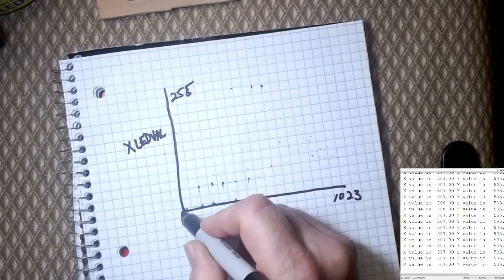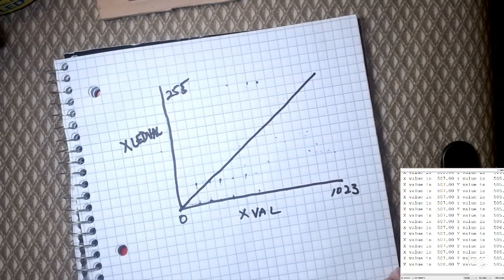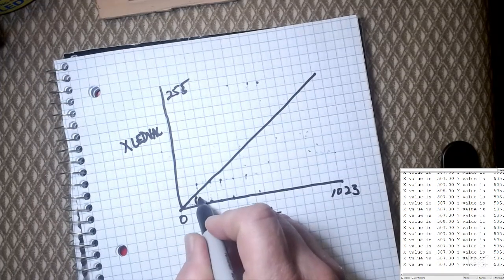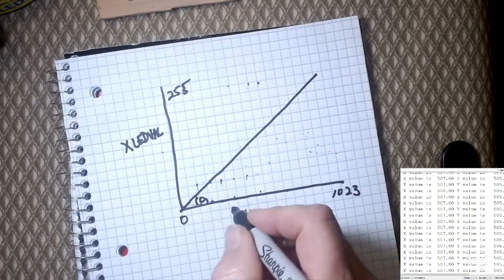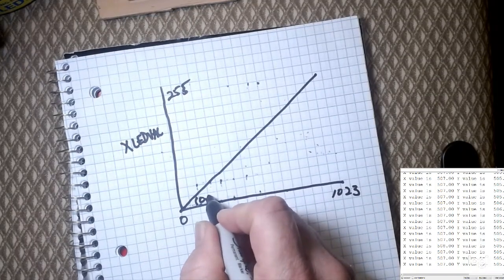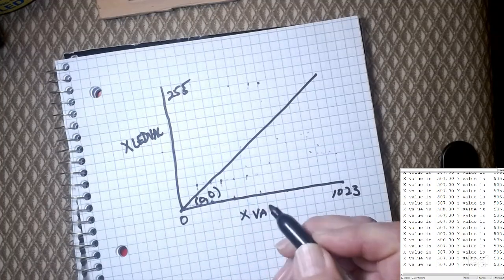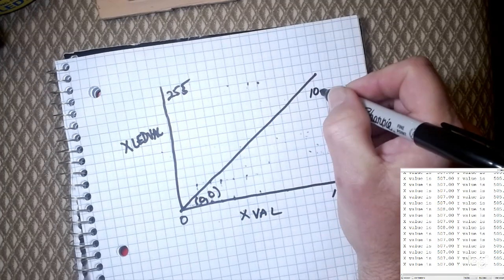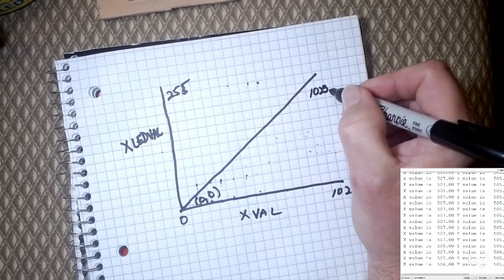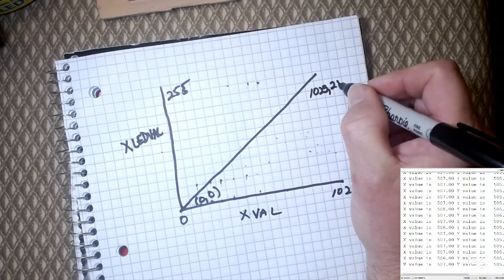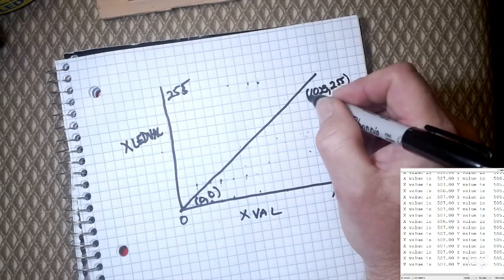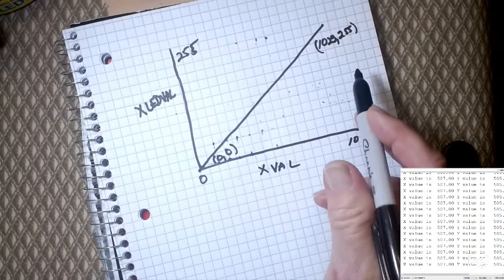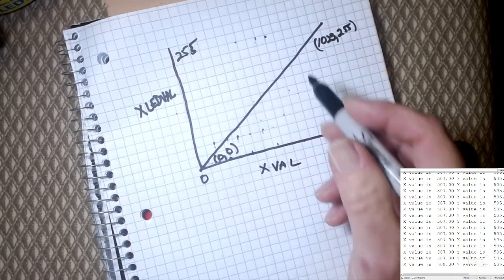So that means we've got a line that looks something like this, and when the X value reading from the joystick is 0, we want the voltage to be 0. And if the X value is 1023, we want not the voltage, but the signal to be 255. So we have 2 points here, so we need to find the slope of this line.